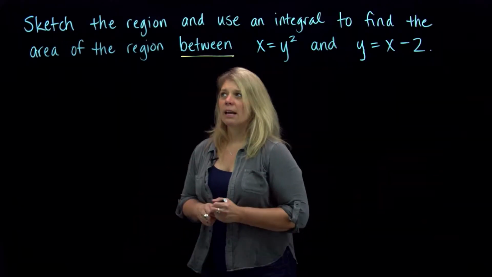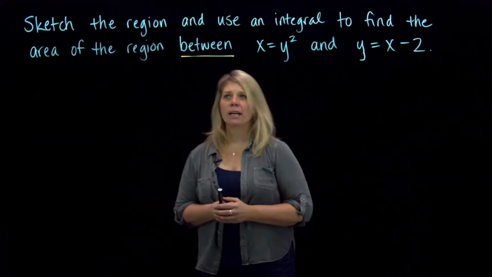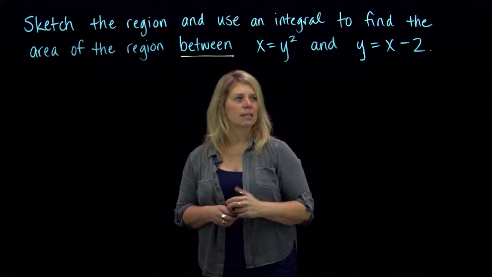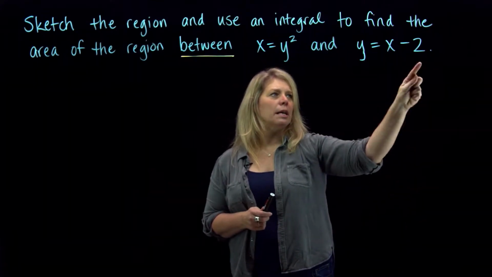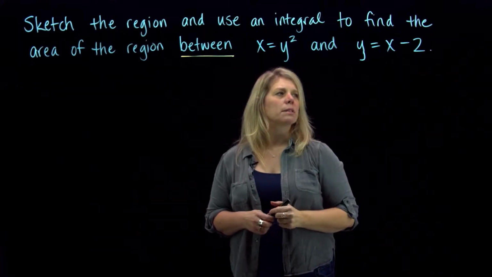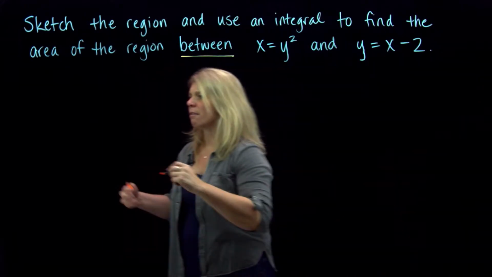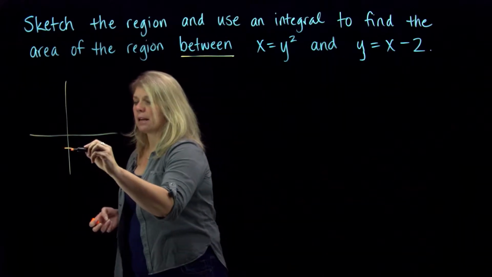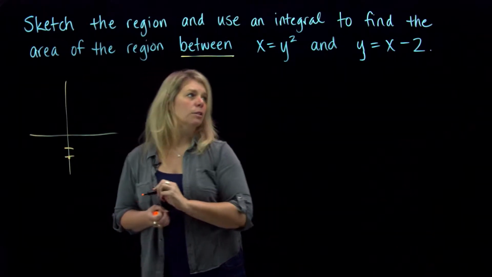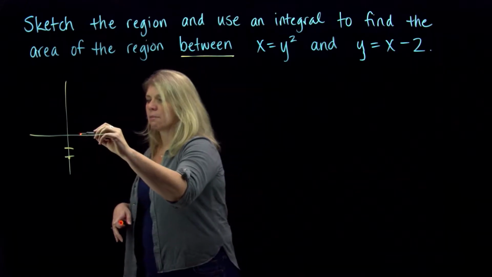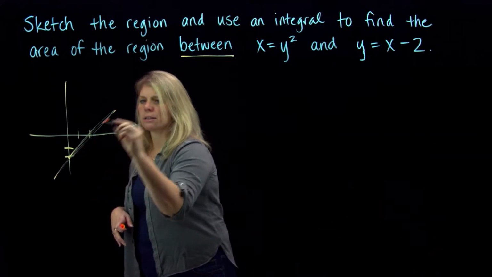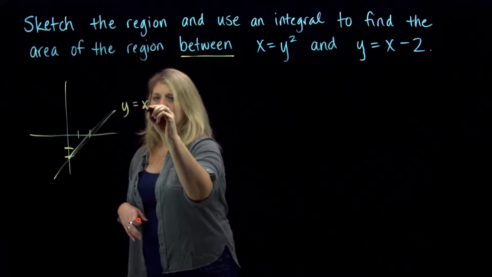Okay, so we're going to look at another area of a region here. So we've got two equations here. We need to think about the graphs of these. All right, so one of these is pretty easy. Y equals x minus 2. The graph of that is a line with y-intercept -2 and slope 1. So we can think pretty easily about what the graph of that looks like. This is just a little sketch here.